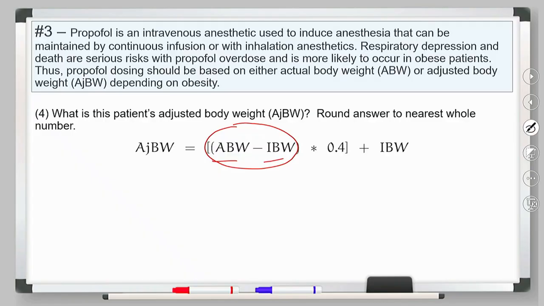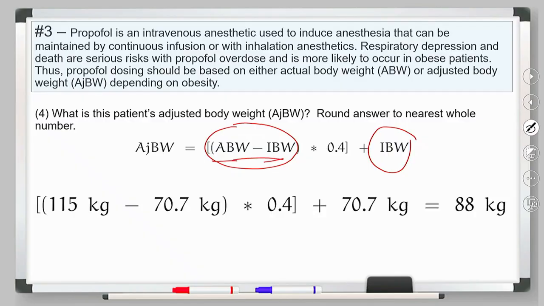And we add that difference to the what, though? Don't mess this up. We add it to the ideal body weight. In this case, we said the ideal body weight may be way too low, so we're going to go 40% of the difference between the ideal and the actual. So start with ideal, add to it 40% of this difference. In this case, it was 115 actual weight minus his ideal of 70.7 times 0.4. So that difference times the 0.4 then gets added to the ideal, and he gets a total adjusted body weight of 88 kilograms. So far, so good?